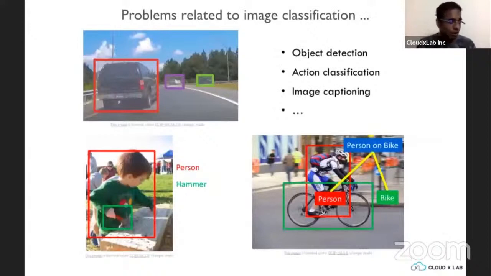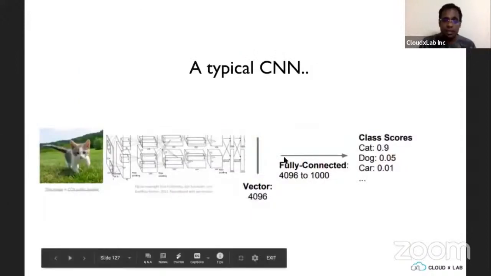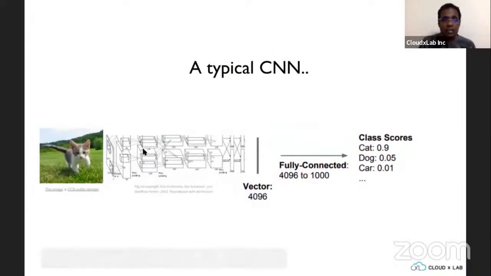Okay. So now, problems related to image classification. I'm going to talk about a few of them. Some are called object detection, action classification, image captioning. These are problems related to image classification or computer vision. This is a typical CNN. What you would do is pass an image through, and this is a classification task, and you would get a bunch of outputs. For example, in this particular case, the cat has the highest probability, so the image has a cat. That's what you'd want.